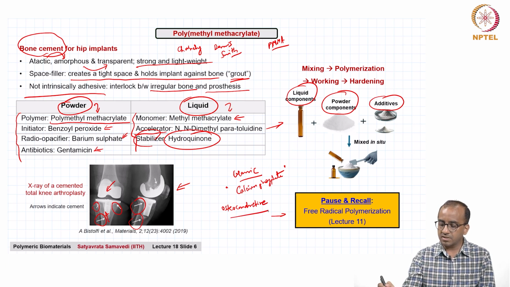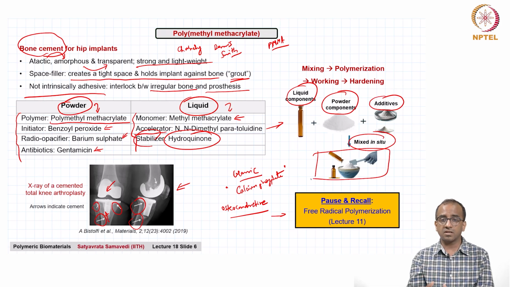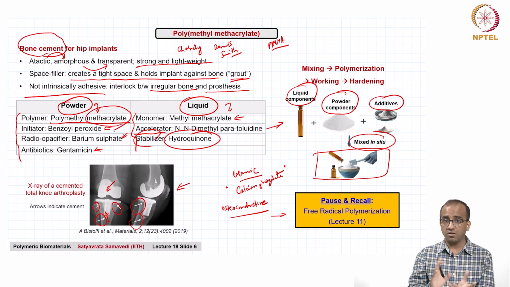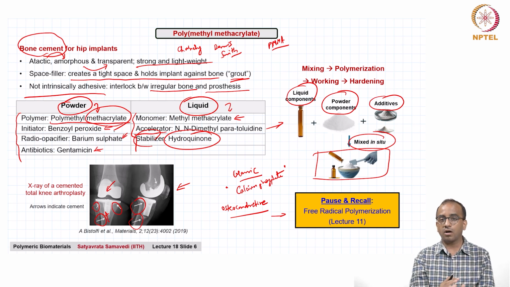So, here what happens is the liquid components with the powder components and the additives are mixed in situ and the free radical polymerization proceeds on site and ensures that the bone cement sets. So, that is how PMMA works. So, you see it is a nice stepwise progression from understanding why you have these methacrylate groups. And again, wherever we have seen that they can undergo free radical polymerization in the presence of free radicals, to how the properties of the polymer eventually guide how they are used in this particular application.